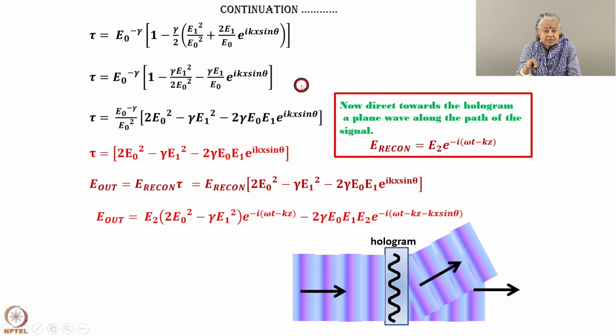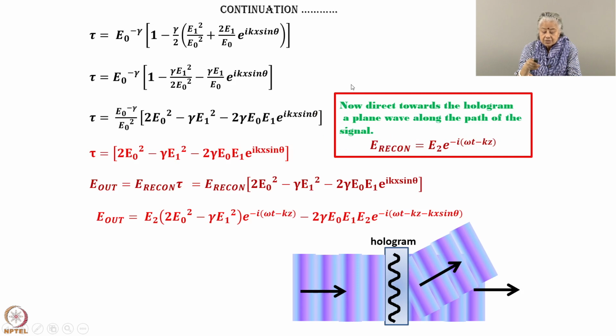Okay, simplifying it a little bit more, I can put this as a simplifying factor. Okay. This is a simplifying factor. This is finally my transmission. Now, but I am not interested only in the transmission. Now, I have to direct towards the hologram a plane wave along the path of the signal.